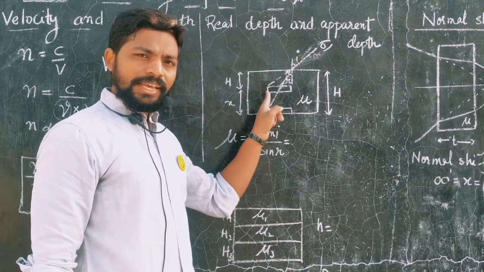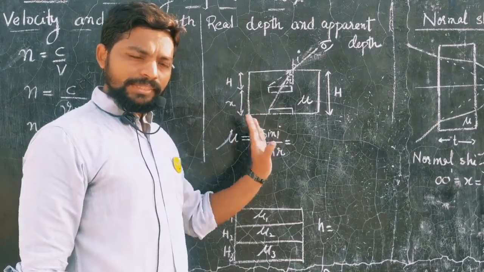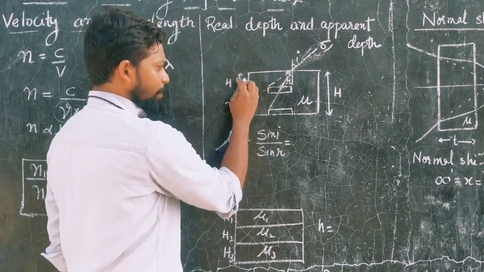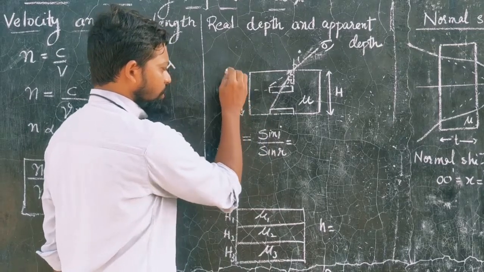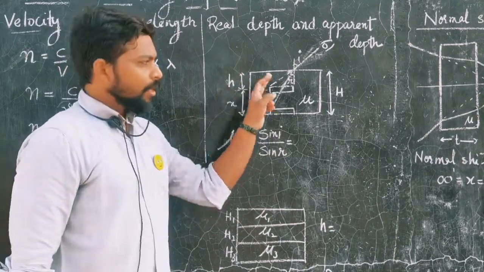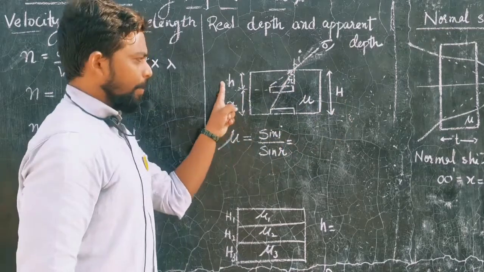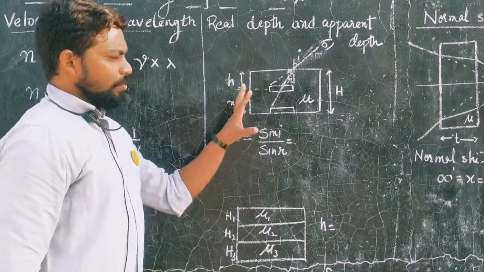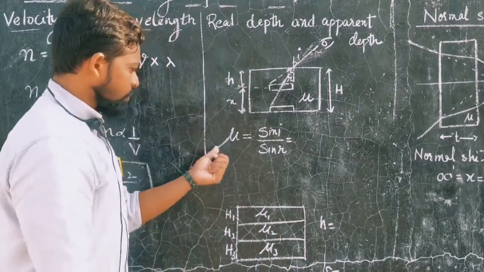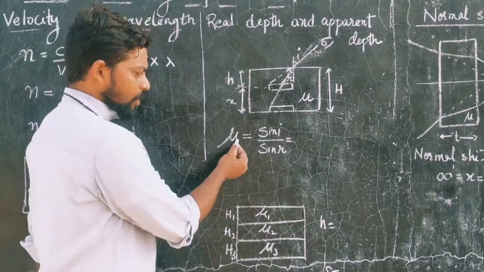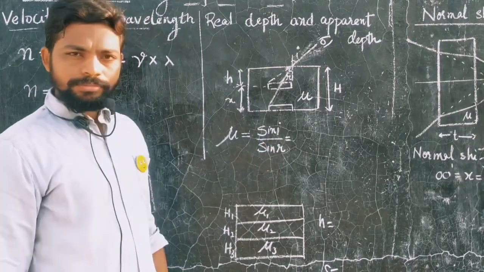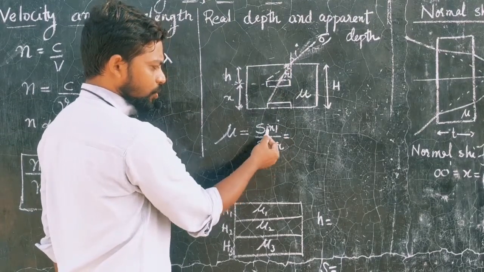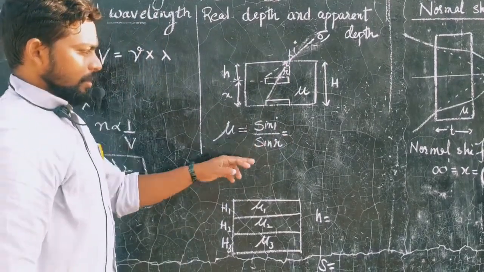We call this the shift, or it has come to this height. So the small h which you see is the apparent depth. This capital H is the real depth, this is the apparent depth, and this is the shift. We call that x. Now we'll derive a small relation here. From Snell's law we can write mu is equal to sin i by sin r. You can see that it is air, so here the refractive index is 1, so we can write this relation sin i by sin r.